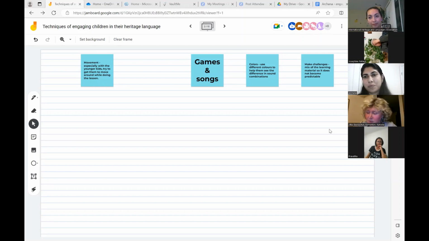Yeah, so the songs, lots of songs and rhymes. In my language there are lots of songs. Even when you were talking about teaching them how to count, we have songs, and you can use your fingers and do the counting. So that's what we were talking about in our group.